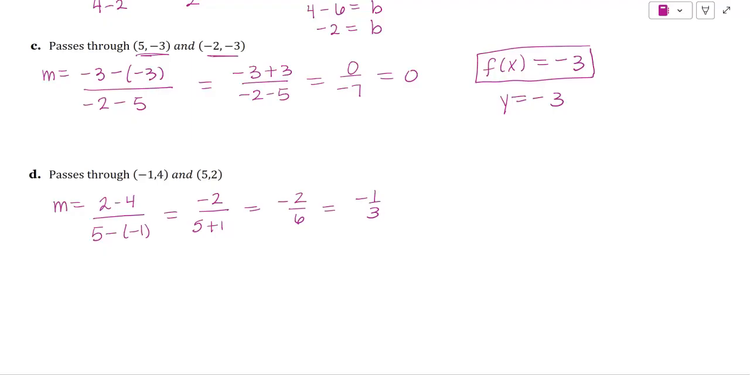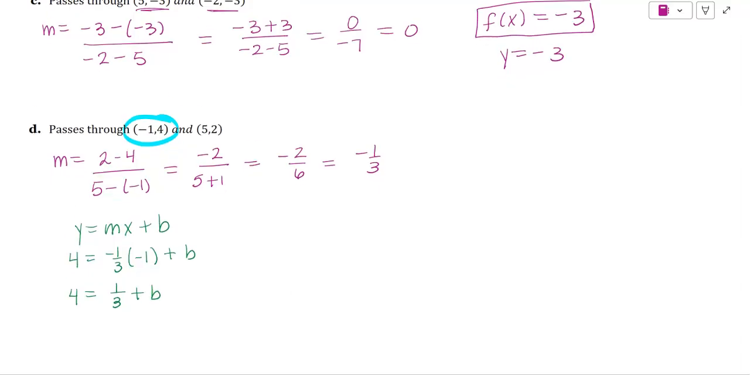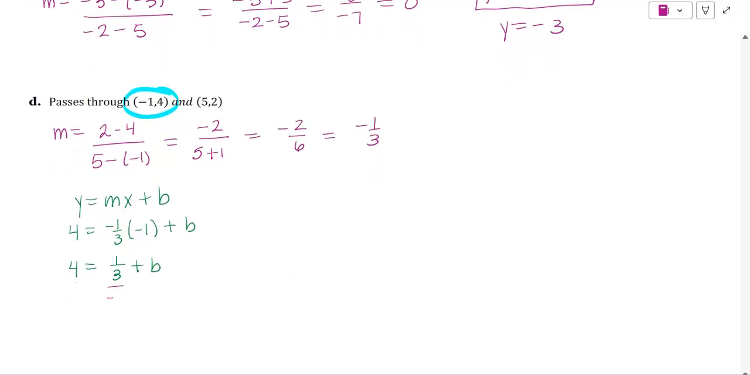All right, similar to example B, we don't know what the y-intercept is, and so we're going to have to calculate it. Let's use the first point and plug it into y equals mx plus b, and we'll try to figure out what b is. We'll put 4 for y. For m, we're going to put negative 1/3, and for x, we're going to put negative 1. All right, so we are getting 4 equals, this is going to change to a positive 1/3, and then we'll subtract 1/3 from both sides.